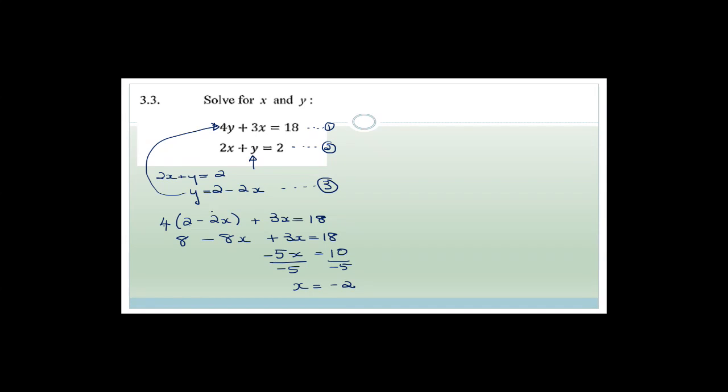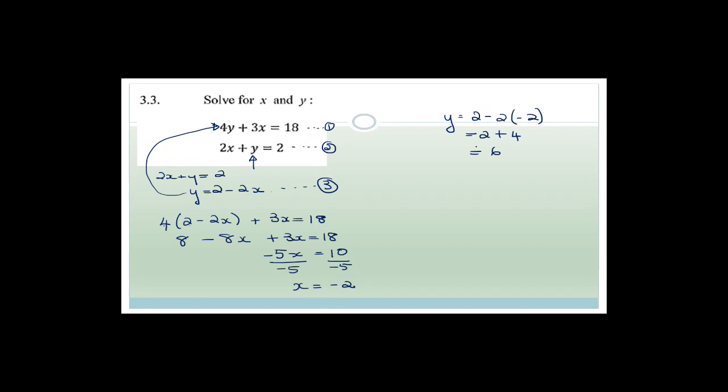Right, now we need to solve for y. So we're going to go y is equal, we substitute back into 3. You can actually substitute this x equals minus 2 into either equation 1 or equation 2 or equation 3. But I'm choosing to substitute into equation 3 because it seems the easiest. So y is equal to 2 minus 2 times minus 2, which is 2 minus times minus is plus 4, which is going to be 6.